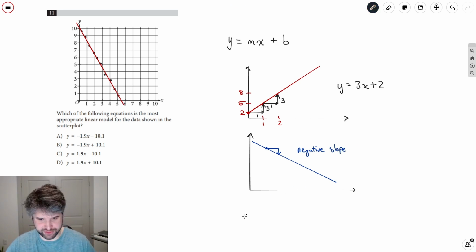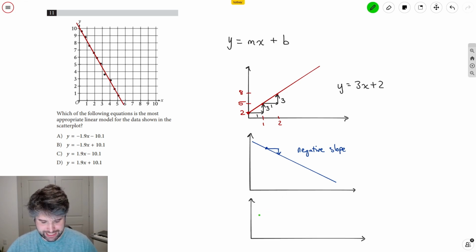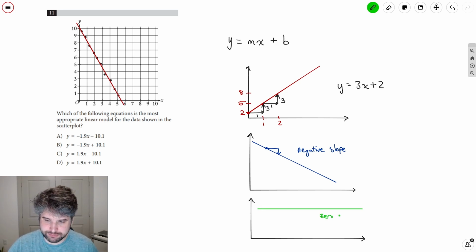And a 0 slope, you might be able to imagine what that looks like. A zero slope is just a horizontal line. All right, so let's take all of this information and see if we can solve the problem with it.